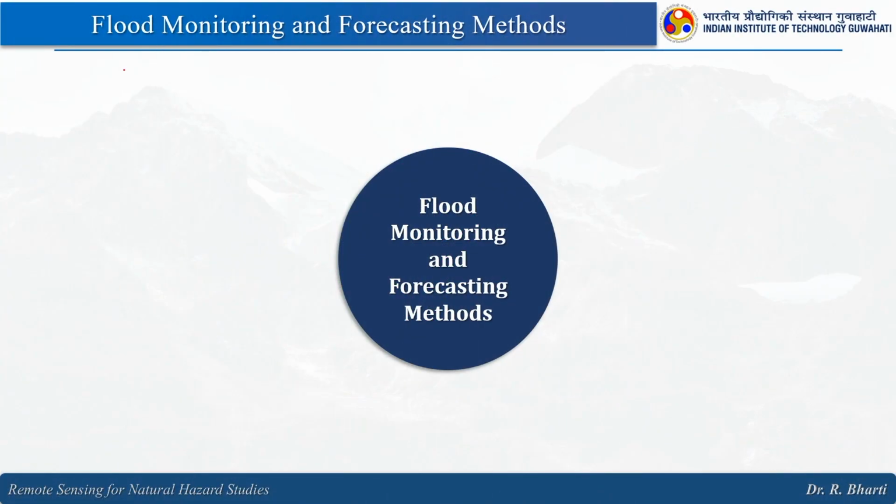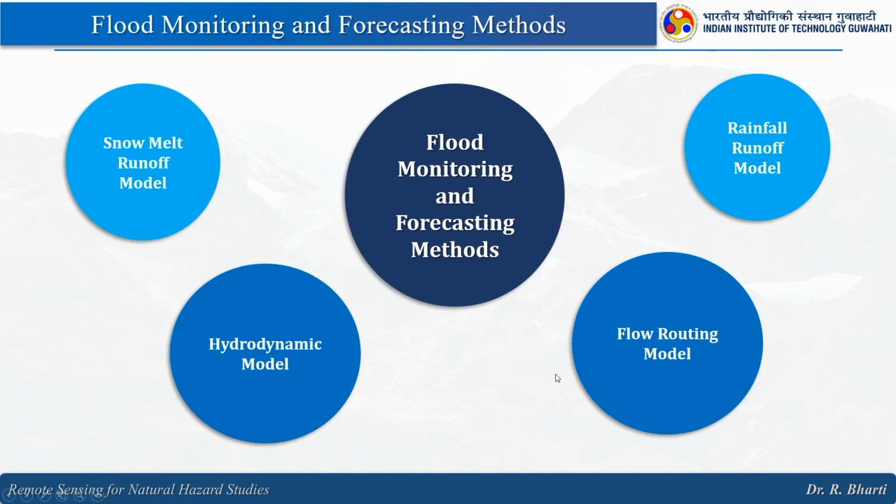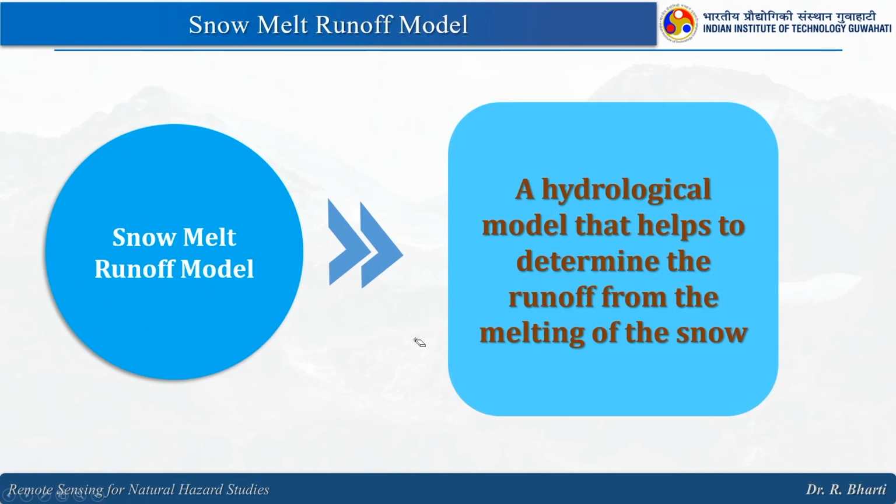So when we have all these data sets, then we can go for flood monitoring and forecasting methods. Here we have the snow melt runoff model, hydrodynamic model, rainfall runoff model and flow routing models, right. These are different approaches that we are using to model the flood and forecast the events, right. When we talk about the snow melt runoff model, it is a hydrological model that helps to determine the runoff from the melting of the snow, right.